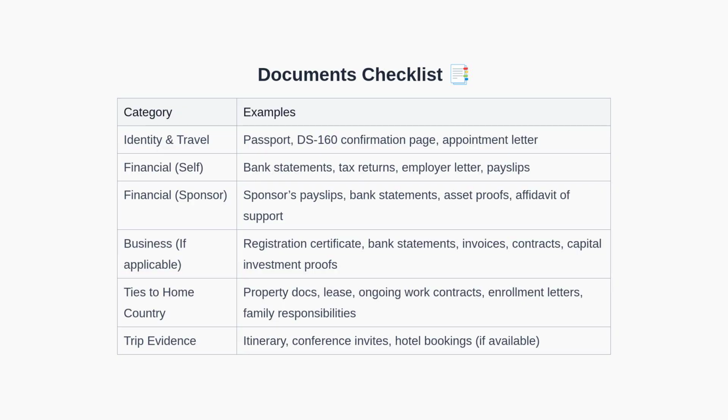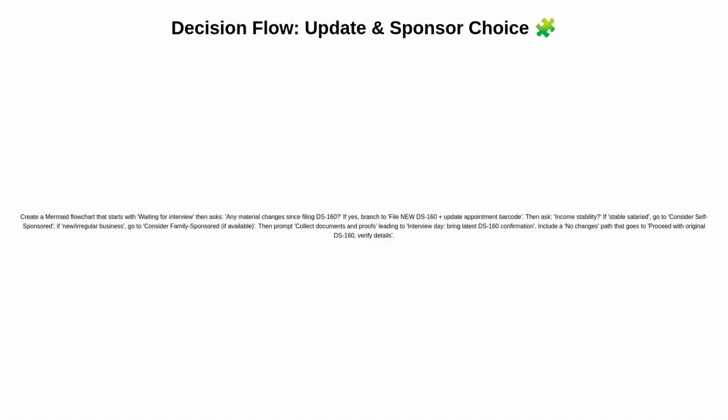With the checklist clear, let's visualize decision-making with a diagram. This flowchart starts at waiting for the interview, then checks for material changes since filing. If there are changes, the path leads to filing a new DS-160 and updating the appointment barcode. The next decision evaluates income stability. Stable salaried income suggests self-sponsorship may be appropriate, whereas new or irregular business income suggests considering a family sponsor if available. All paths converge on collecting documentary evidence and arriving at the interview with the latest DS-160 confirmation page. If there are no material changes, the chart directs you to proceed with the original DS-160 after verifying details.